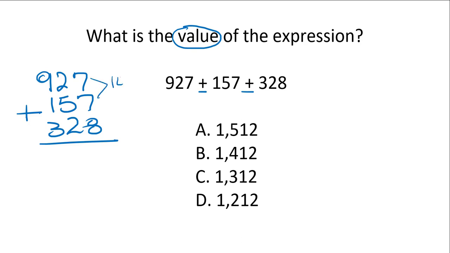7 plus 7 is 14. 14 plus 8, 22. Okay, 2 plus 2, that's 4. Well, actually I see 3 2's here, so I'm going to go 2, 4, 6. 6 plus 5 is 11.